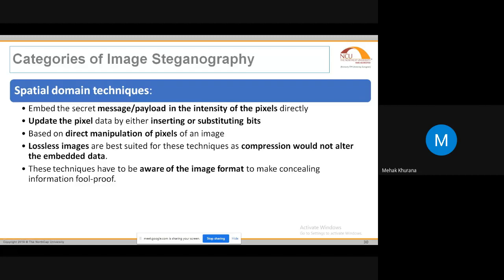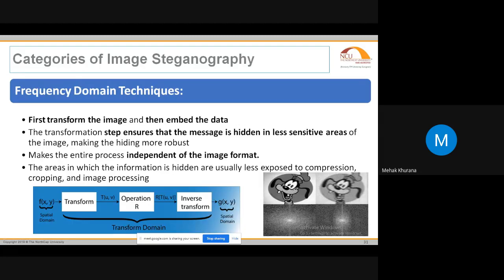Next, sir, please. In the frequency domain, the method we apply is converting the image into some other form before embedding the message. In the spatial domain, we were embedding the message inside the image. But here, we are first transforming the image with the help of the Fourier transform, the discrete transform, the Walsh-Hadamard transform, or the cosine transform. There are different transforms. We first transform the image, and then we embed the message inside it.